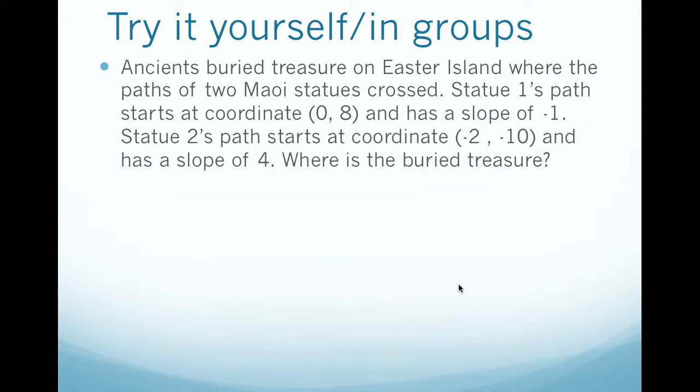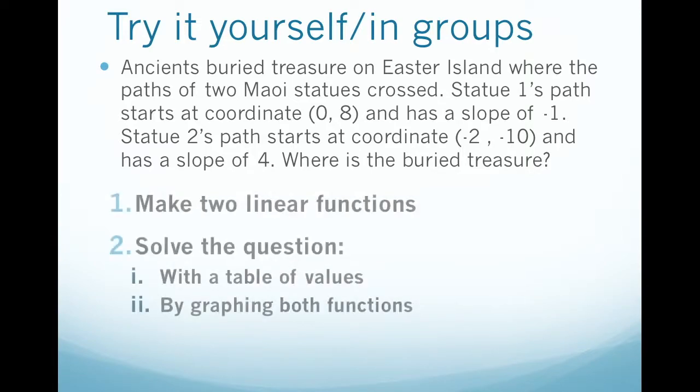Now I want you to try this question by yourself, knowing that we did it with a table and with a graph. Ancients buried treasure on Easter Island where the path of two Maori statues crossed. Statue 1's path starts at coordinate (0, 80) and has a slope of -1. Statue 2's path starts at coordinate (-2, -10) and has a slope of 4. Where is the buried treasure? And remember, where the two statues cross. Here's your recipe. I would like you to make two linear functions, and then I would like you to solve the question with a table of values and by graphing. So do both.